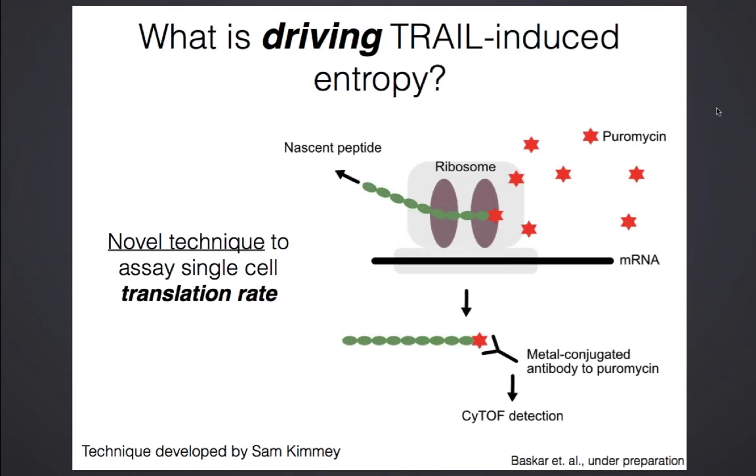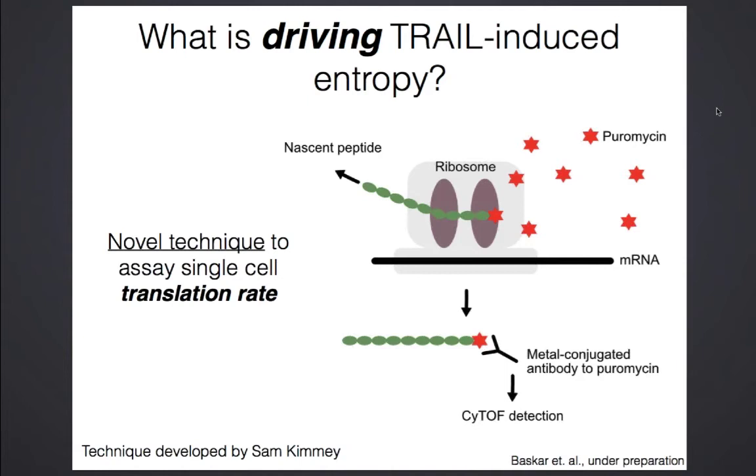All right. The bigger question here is what could be driving TRAIL-induced entropy in the system, right? So one question we wanted to ask is could it be translation rates? Could it be that differences in translation is leading to differences in these signaling signatures and signaling marker levels that could be explaining this variation in the system that could then explain the resistance profiles of these different cell lines.